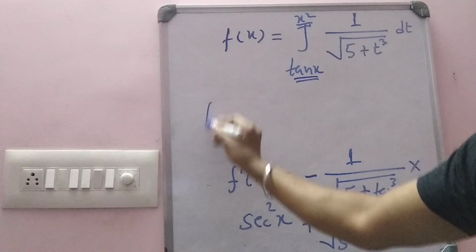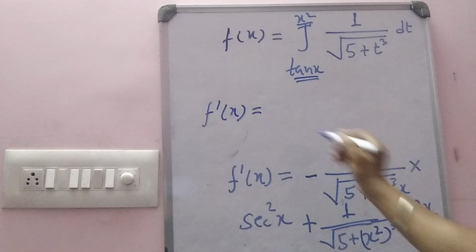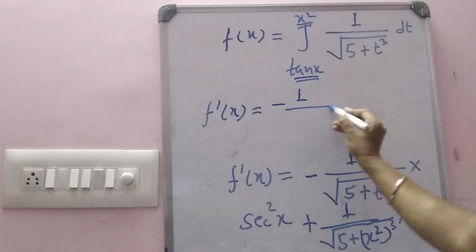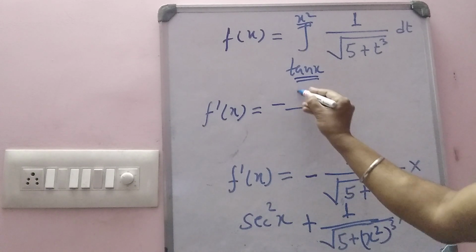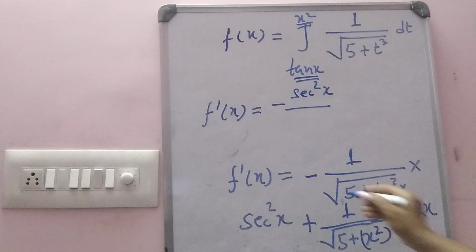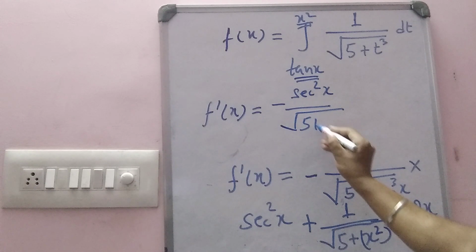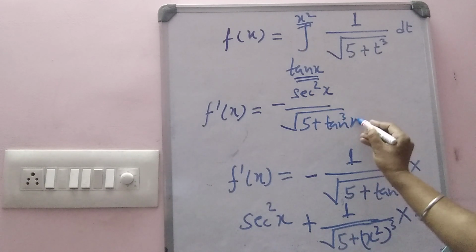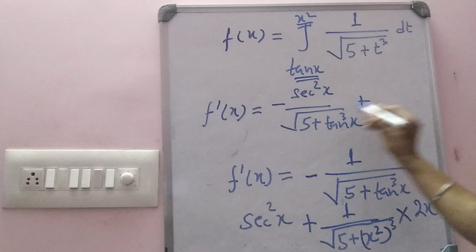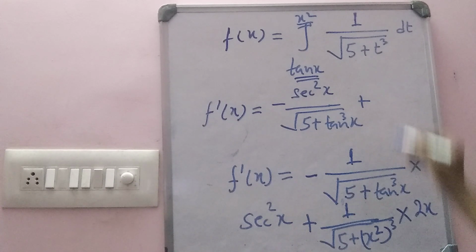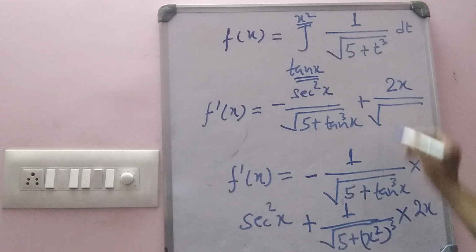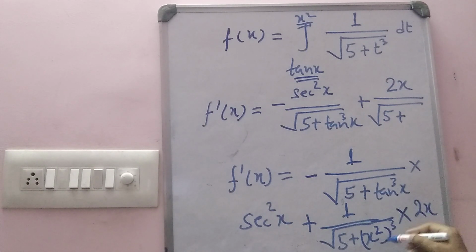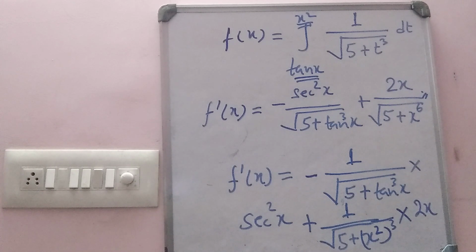So the final answer becomes f dash x equal to minus 1 upon, in place of 1 you can write this secant square x, minus secant square x upon square root of 5 plus tan cube x, plus 2x upon square root of 5 plus x square power 3, which becomes x to the power 6. That is your final answer.